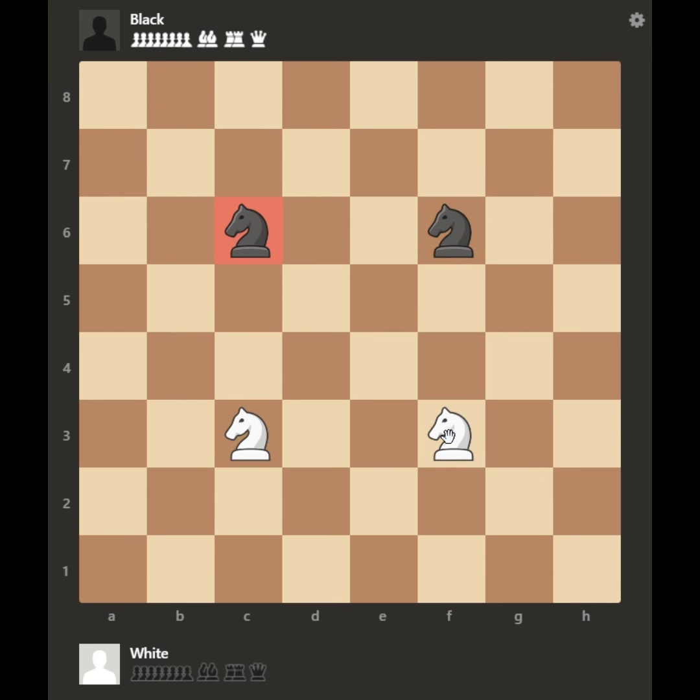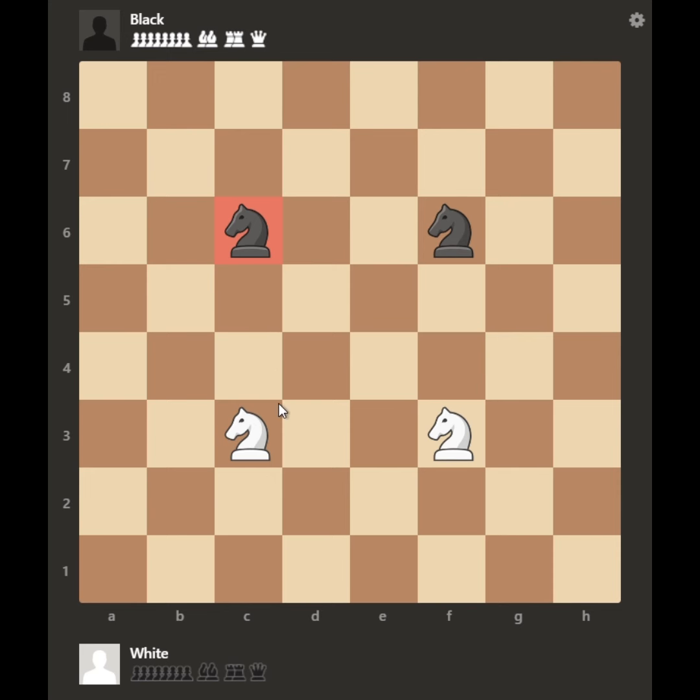C6, F3, F6. If someone says F6, you need to immediately spot here. Someone says F6, you need to immediately spot there. If someone says C3, you need to immediately spot here. If someone says F3, you need to immediately spot here. If someone says C6, you need to immediately spot here.